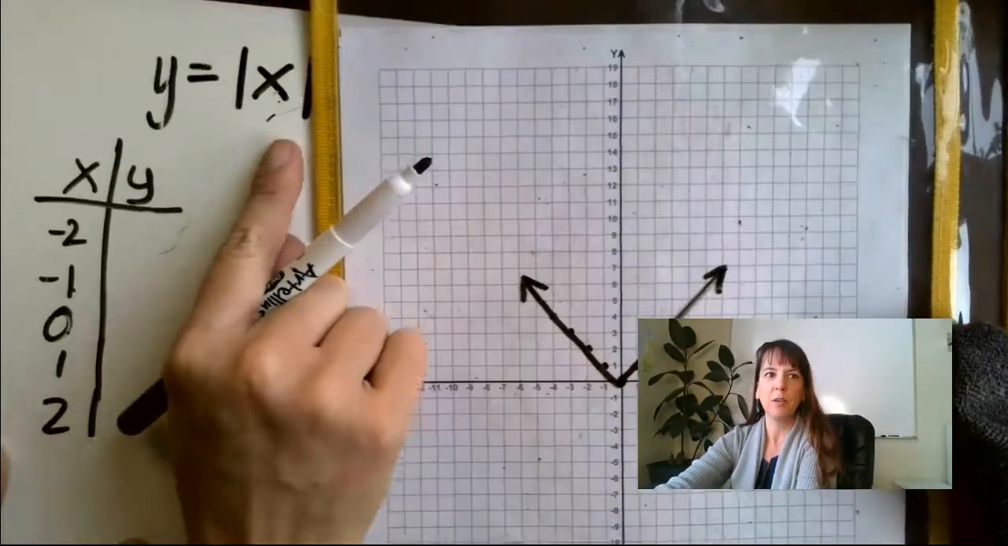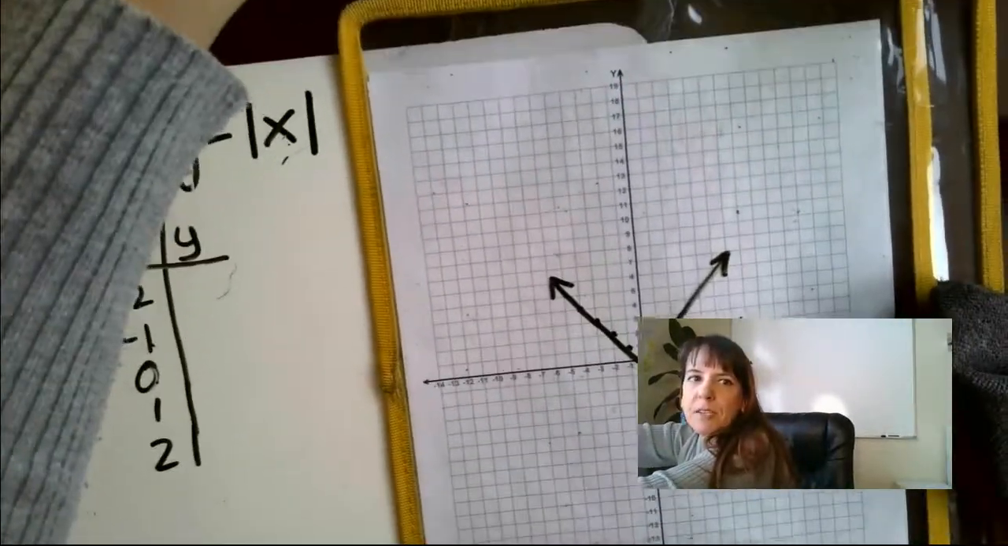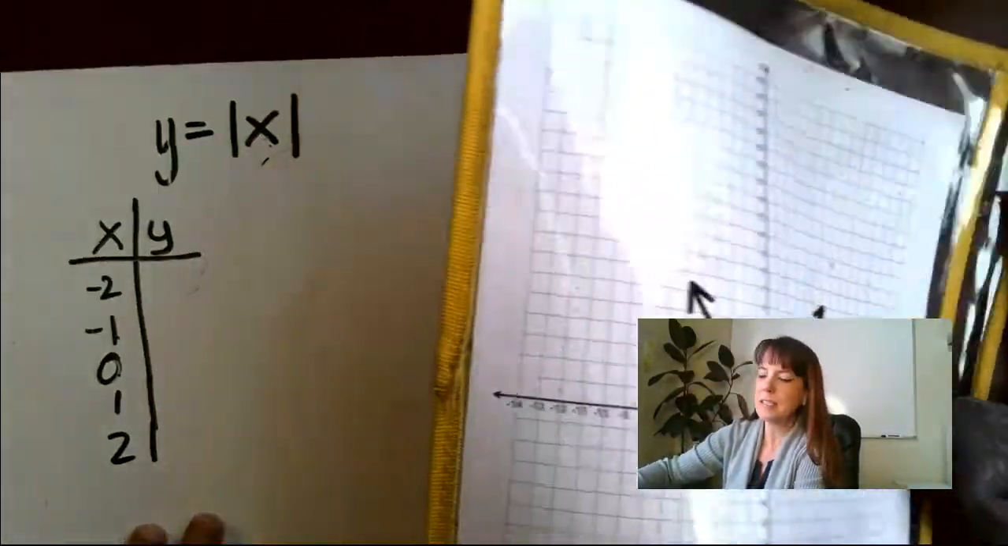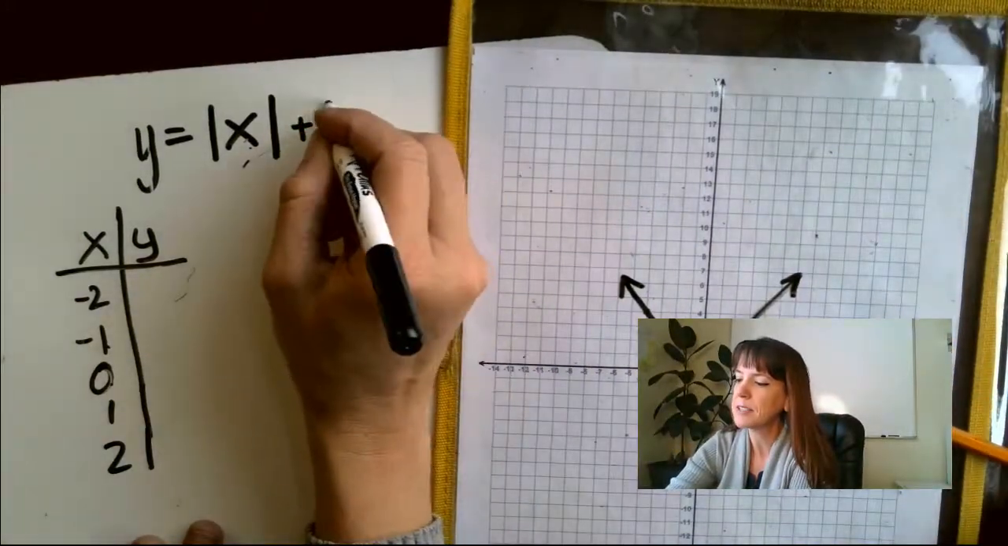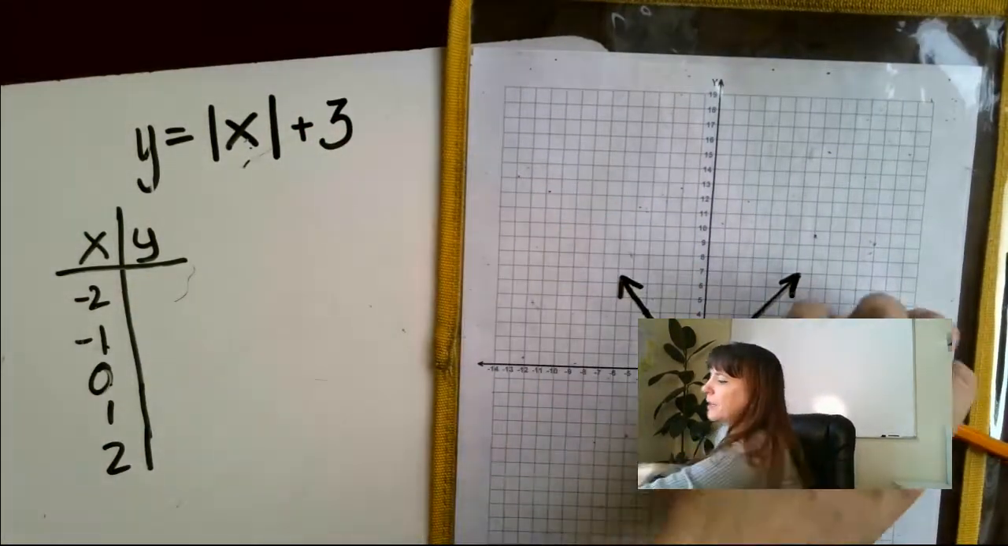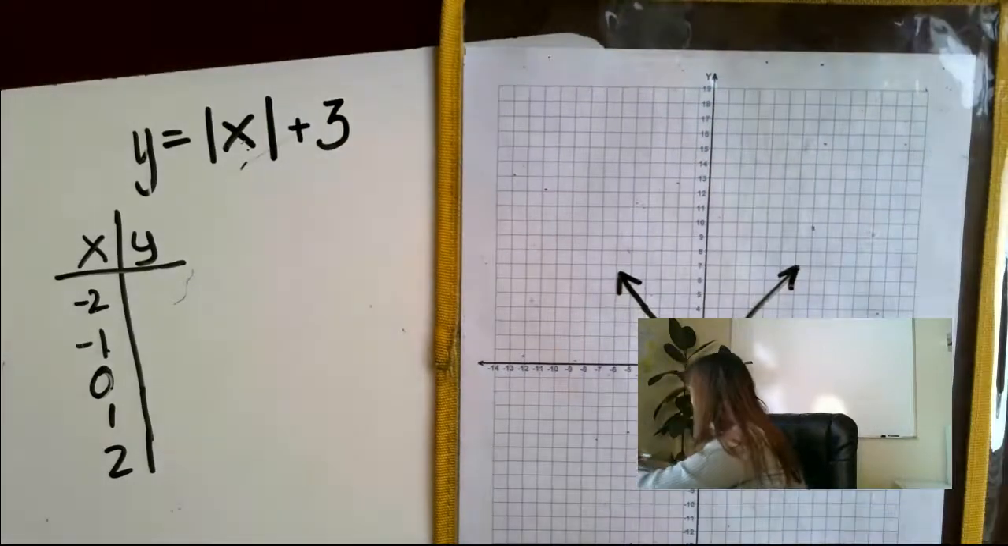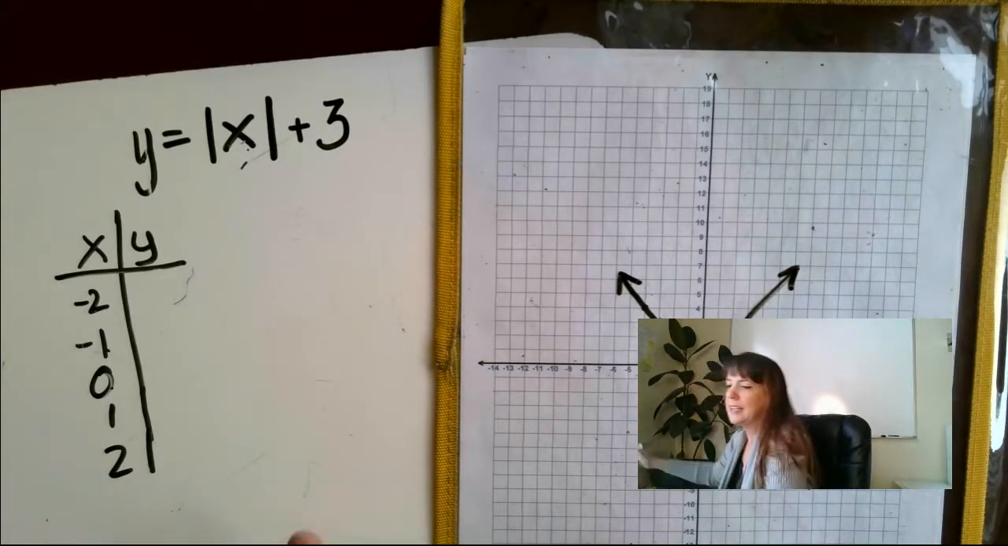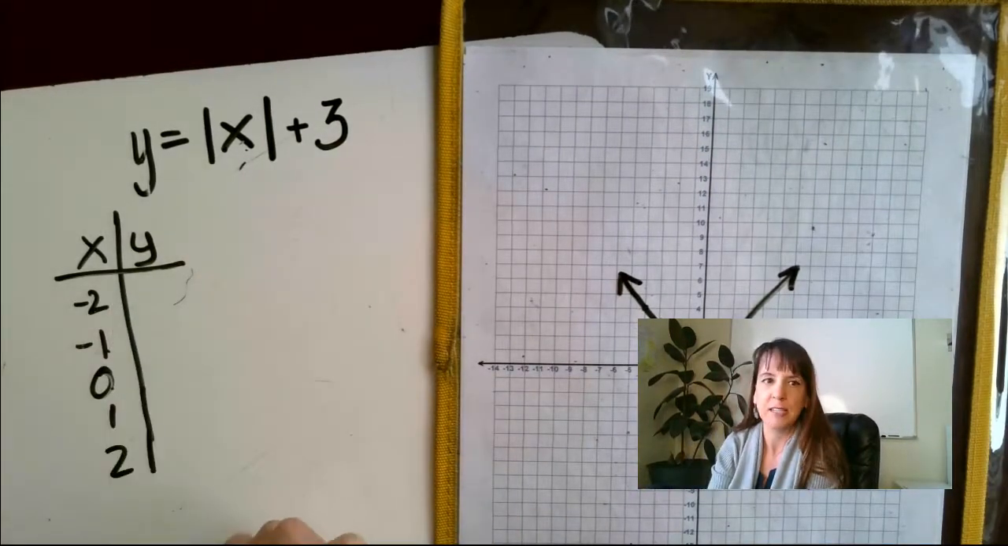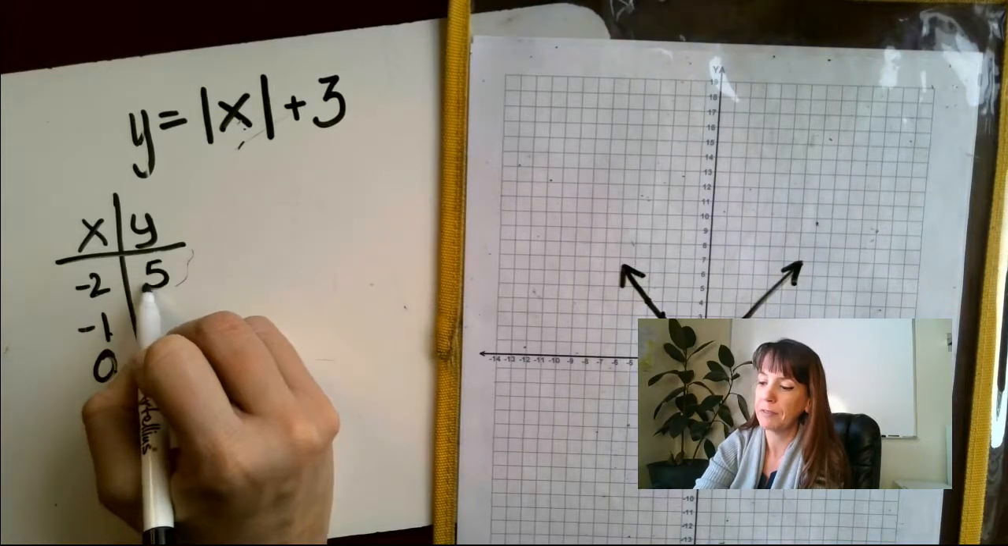It's this guy, right? Let me do that. There we go. It's this guy, but now I'm going to say plus three. This is going to be really similar to that line that we just did, in that if I do -2, that's going to be 2, right? And so I would get 5.